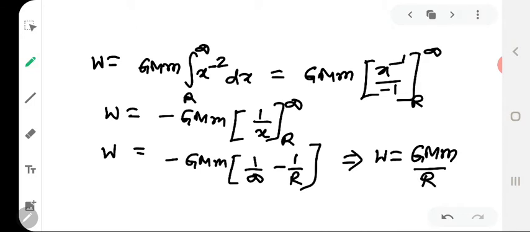The work required to project the body so as to escape the gravitational pull is performed on the body by providing an equal amount of kinetic energy to it at the surface of the Earth. The kinetic energy will be just enough to provide it the necessary escape velocity.